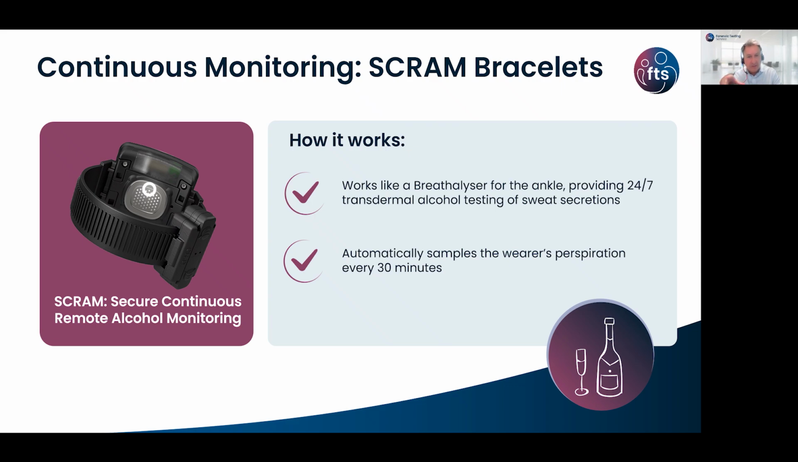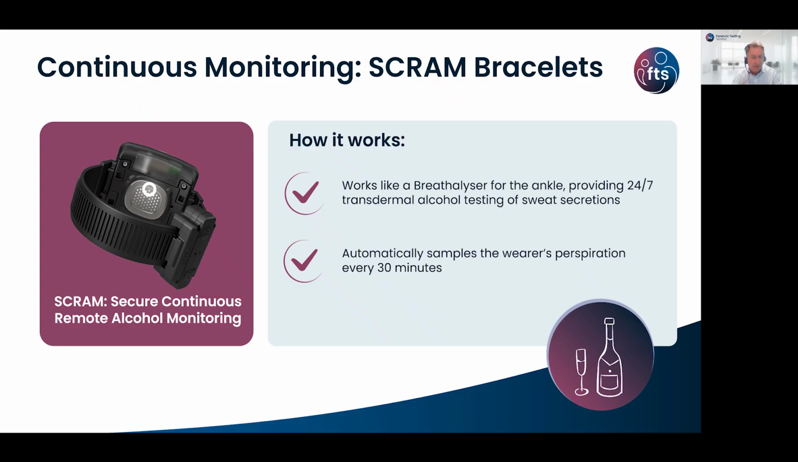So if you're consuming a lot of alcohol, that will start to come through as sweat. Your body wants to get rid of it quickly. It excretes the toxin through your sweat glands, and the SCRAM bracelet picks that up. So it will pick up a reading generally every 30 minutes. And it's a great piece of kit, but again, you've got to understand what this is giving you and what you are trying to establish. These work better if you're working with a client where they have to abstain from alcohol.